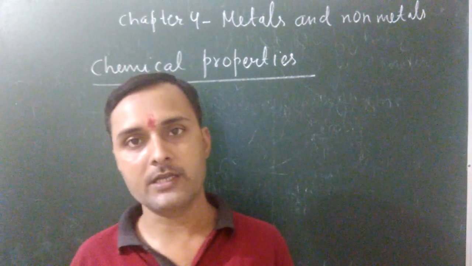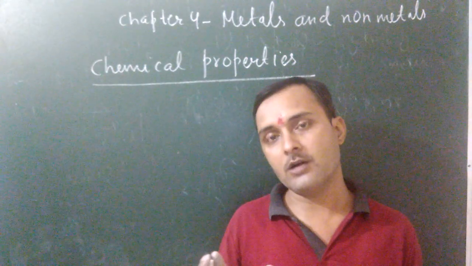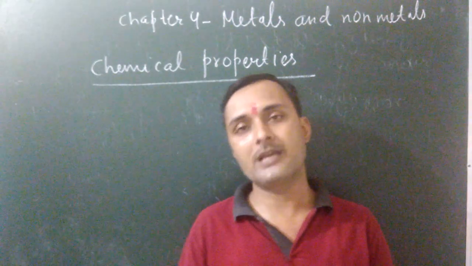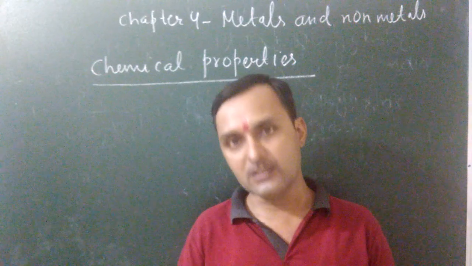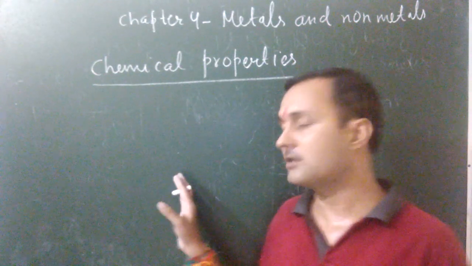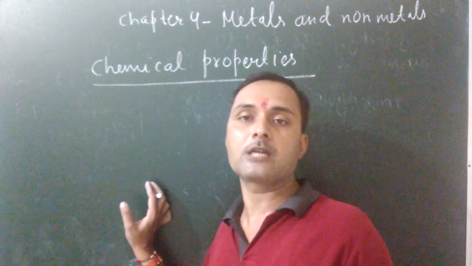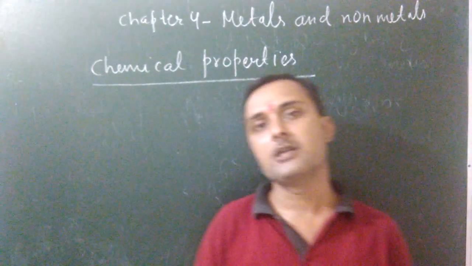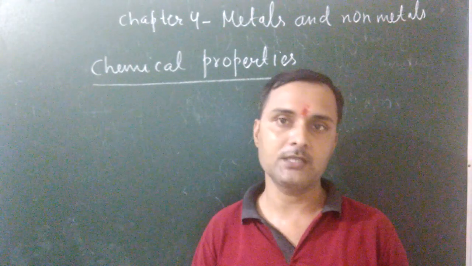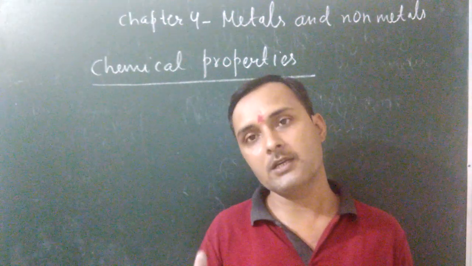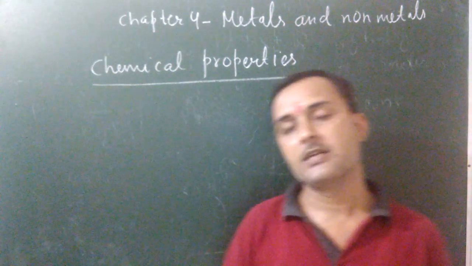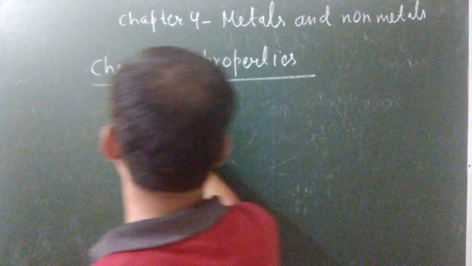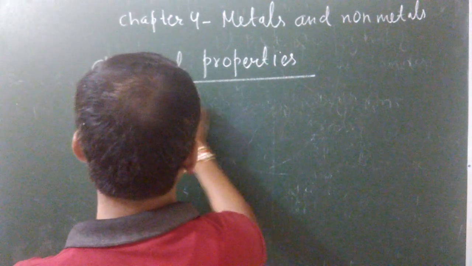What are chemical properties? They are the properties by which we know how a substance combines with other substances and what particular product is formed. By the chemical property we can find out how a particular substance gives a particular product by combining with other substances, especially with water, with acids, and with bases. So first of all, reaction with oxygen. It is given in your book also, reaction with oxygen.